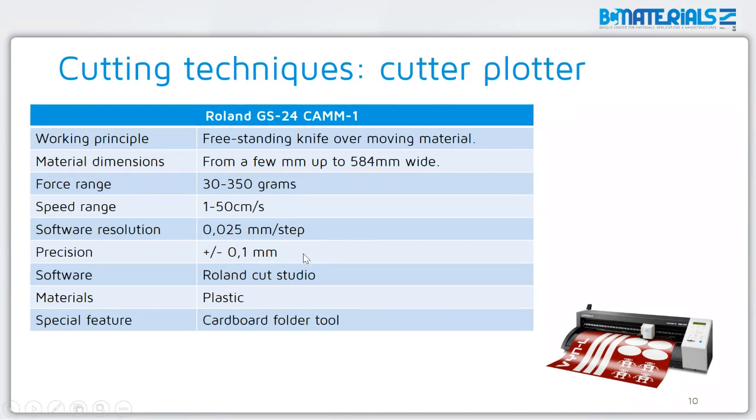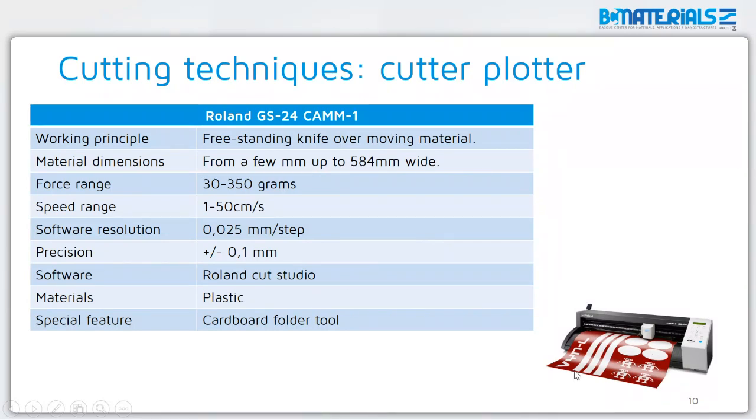In terms of precision, this is actually quite reliable. You can make structures with a precision of plus or minus 100 microns, which is not bad for this kind of technique. The machine works like a printer. So basically this means that you can draw in a design or drawing software and then send it to the cutter plotter software and then from there to the machine.